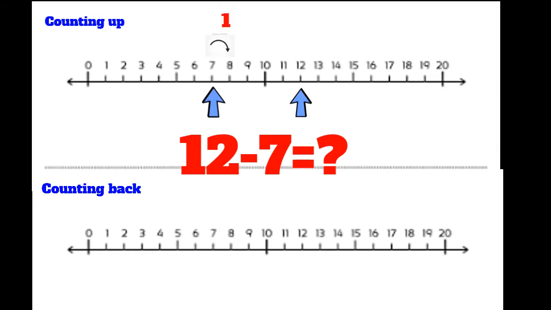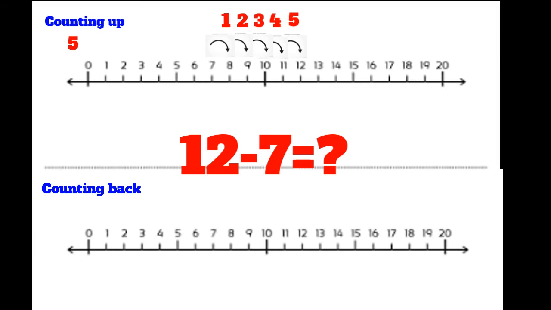So there's 1, 2, 3, 4, 5. It took us 5 hops to get from 7 to 12. So using our counting up strategy, we have found out that the difference of 12 minus 7 is 5.